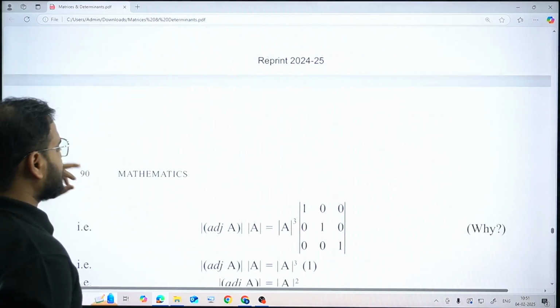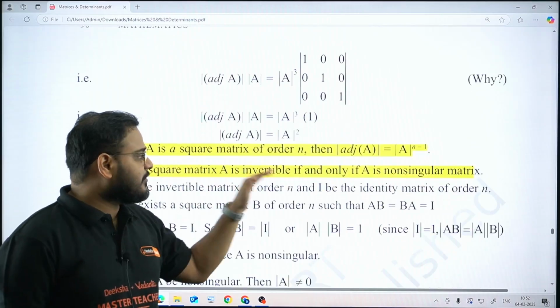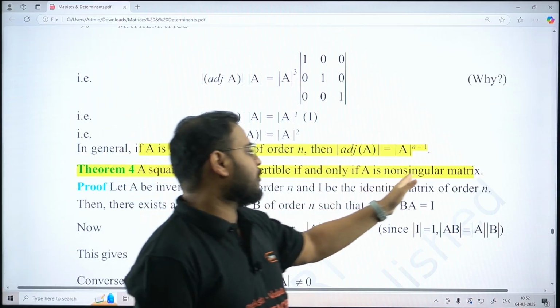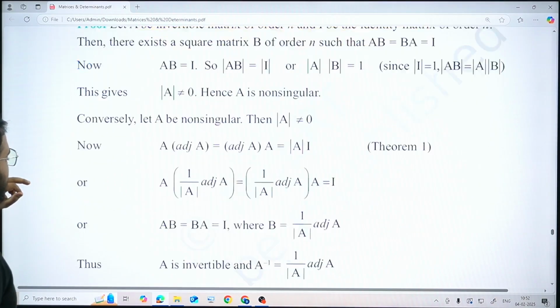Alright. Let's complete this session quickly. Theorem number 4: a square matrix A is invertible if and only if A is a non-singular matrix. That's what I said right now. Yes? Okay. Great. What else we have?